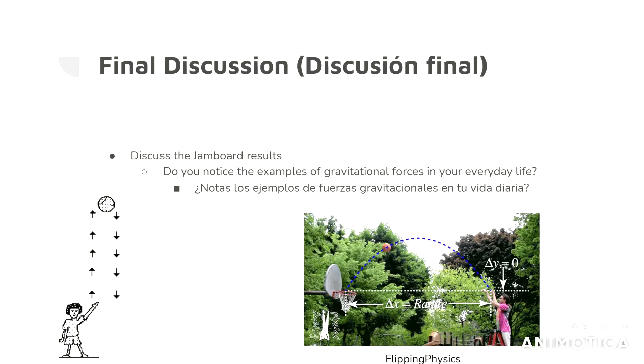So we're going to take a look at the Jamboard, and we're probably going to want to discuss the results, maybe discuss it with some of your peers, or just think about each result. Do you notice the examples of gravitational forces in your everyday life? Think about sports you play, even if you just drop something, things like that.